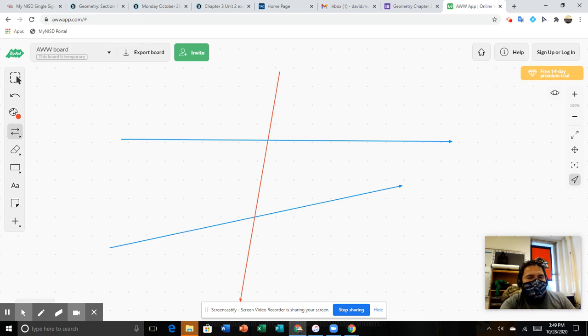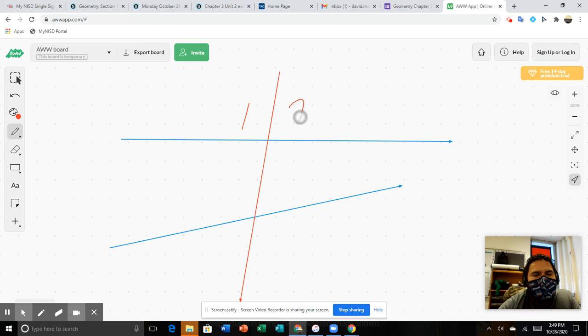So we talked about alternate interior and alternate exterior. Now let's talk about what happens when I have angles that are on the same side, because there are two different types. The one thing that you want to focus on is the interior angles.